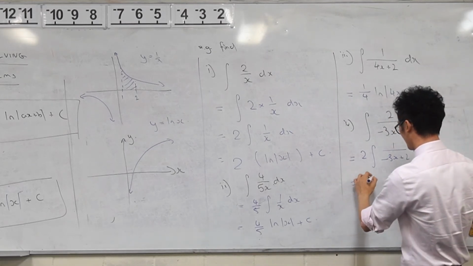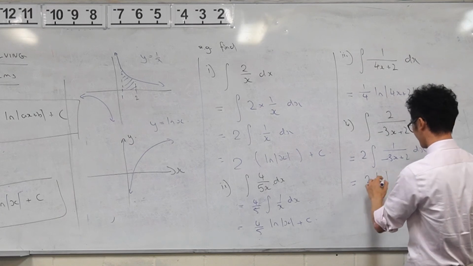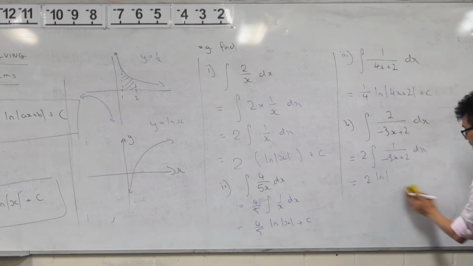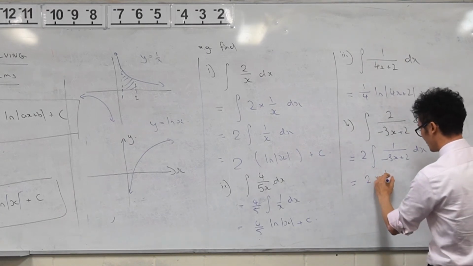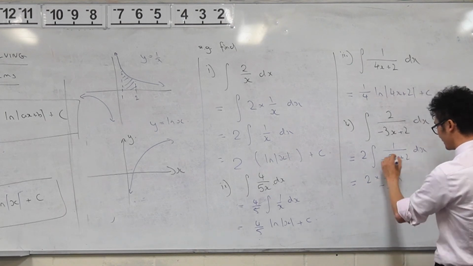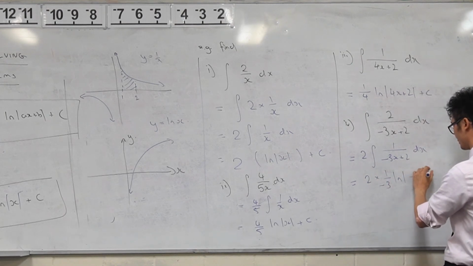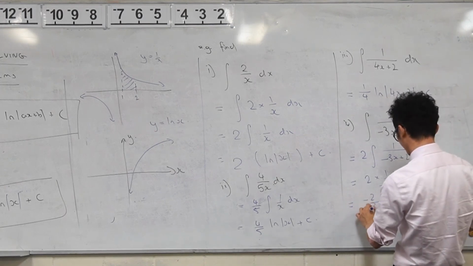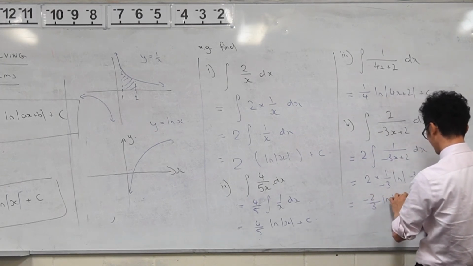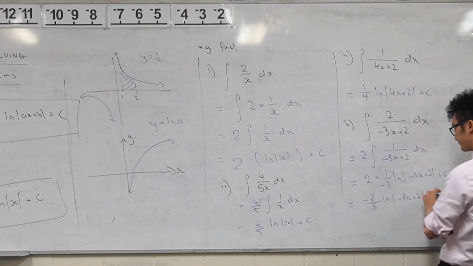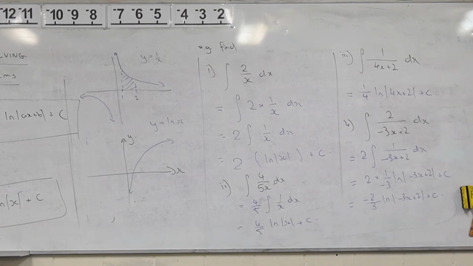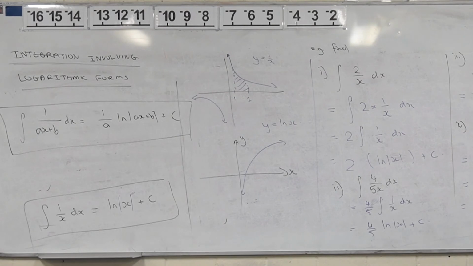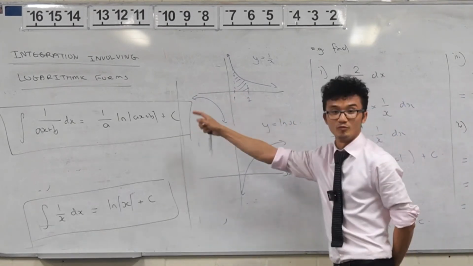So that would be 2 multiplied by 1 on negative 3, ln of minus 3x plus 2, plus any constants. And so it would just be negative 2 on 3 ln of minus 3x plus 2. Okay, all right. So that's indefinite integrals using this form over here.